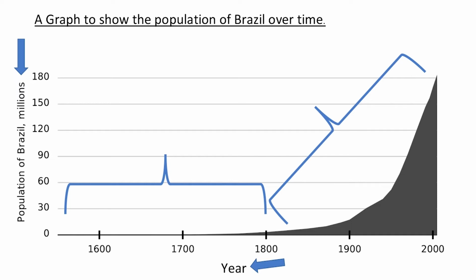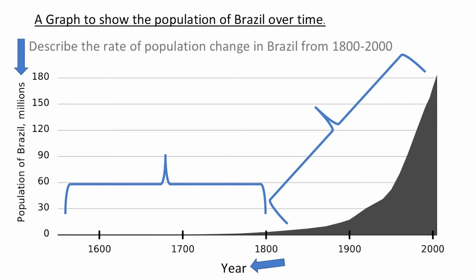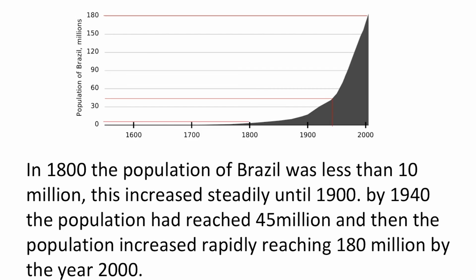Let's see the question that the examiner would pose. Describe the rate of population change in Brazil from 1800 to 2000. It's important we take note of that date. The examiner is not asking us to consider the population from the start of the graph, but just from 1800 to 2000. So let's see what a response should look like.